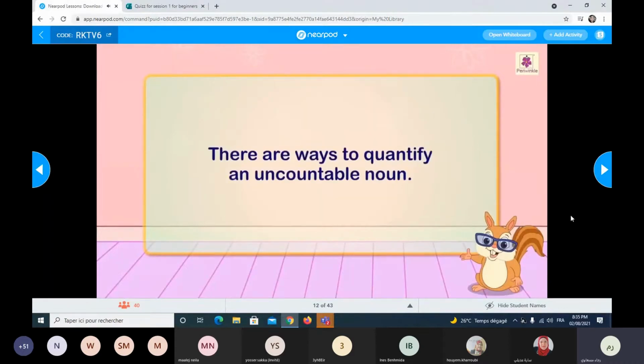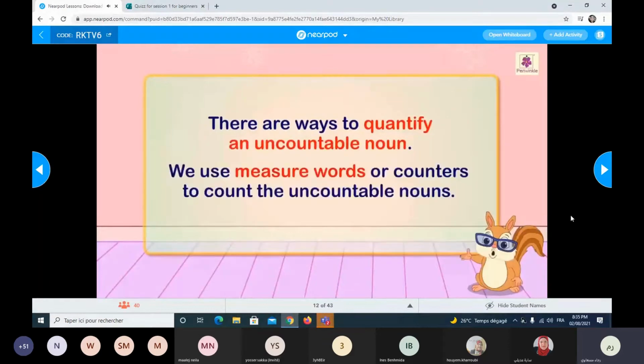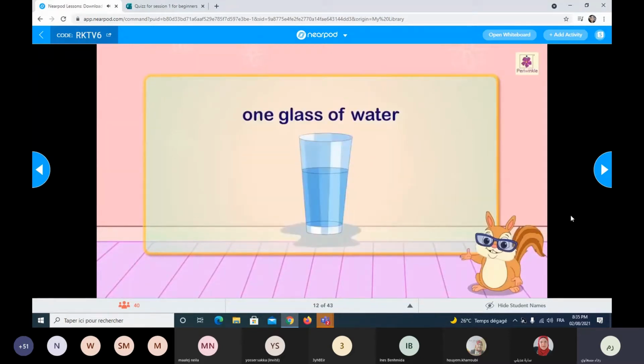There are ways to quantify an uncountable noun. We use measure words or counters to count the uncountable nouns. For example, two pieces of furniture. One glass of water, one box of cereal, two bars of soap.